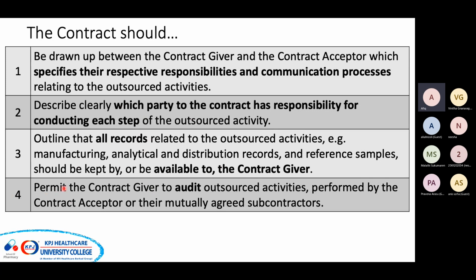And number 4 is to permit the contract giver to audit the outsourced activities performed by the contract acceptor or their mutually agreed subcontractors. That means an audit can be done for that activity only. That means maybe 1 or 2 personnel from the contract giver company might come to the contract acceptor company and see the process. Maybe they want to see the records of the manufacturing, of the testing, just to make sure that everything is in accordance.